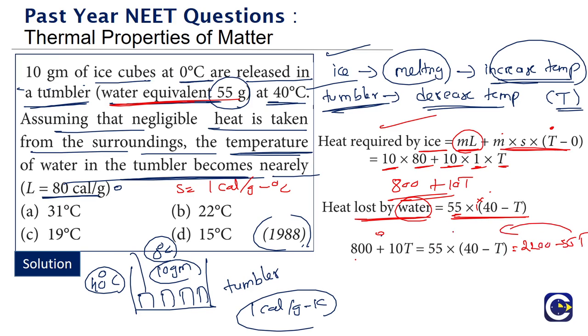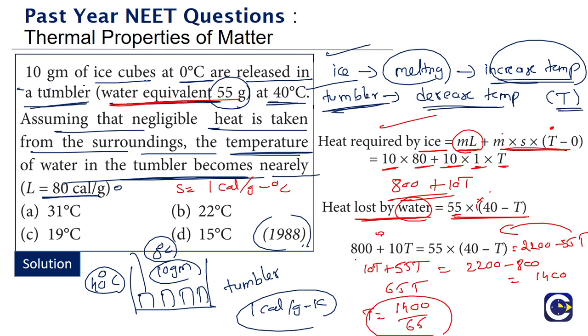So if you rearrange, what are we going to get? We'll bring the minus 55T to the left side. So that is what? 10T plus 55T. The right hand side is what? 2200 minus 800. That is actually 1400. So 65T is equal to 1400. So from here, what is the T value we'll get? T will be 1400 by 65. What is the T value? 1400 by 65 will come.